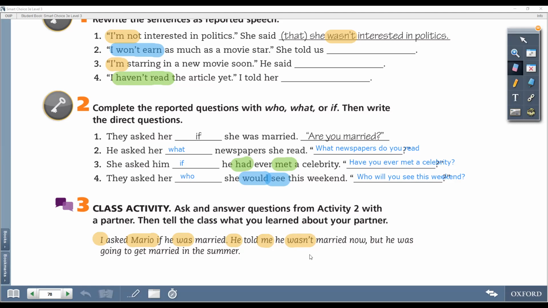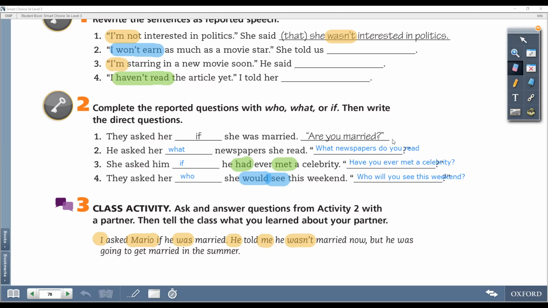Okay, so here I highlighted the first example. The sentence was said in the present and the person put the sentence in the simple past. I asked Mario if he was married. He told me he wasn't married now, but he was going to get married in the summer. Okay, so it's the first one.